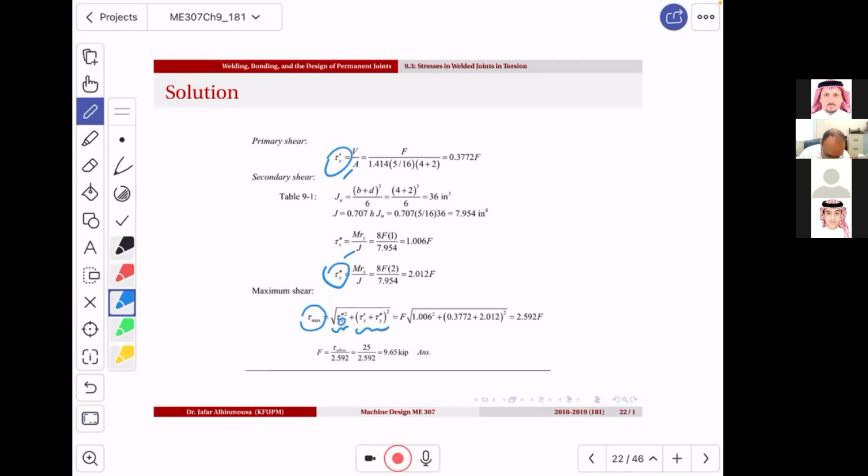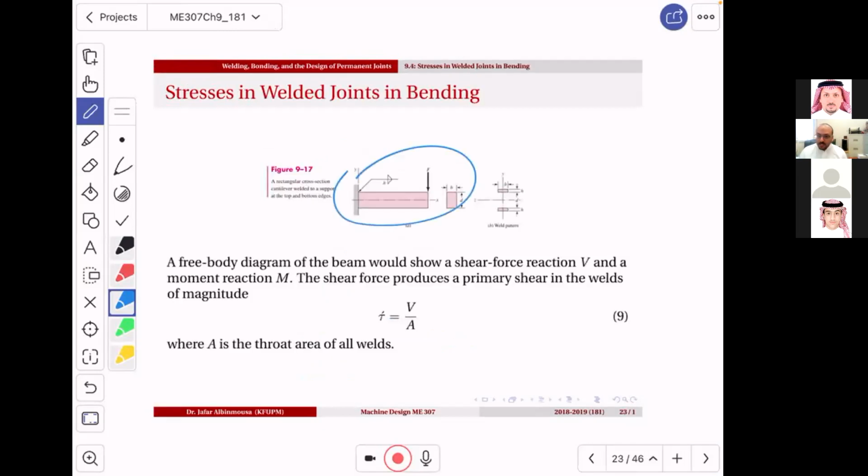As you see, this is X, this is Y, and Y. So we put the Y's together, the X's together, and then we find tau maximum, which is a resultant shear trying to cut the weld. Then for an allowable shear, by the way, if you go to the Welding Society, they give you the welding rod, this electrode, it has a property in it. You can get that property and use it like a yield stress to find if it is safe or not. You can do the same with bending.